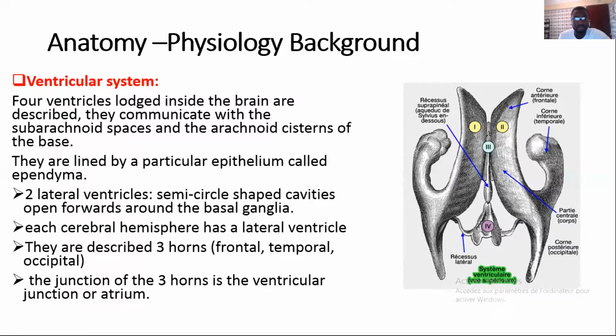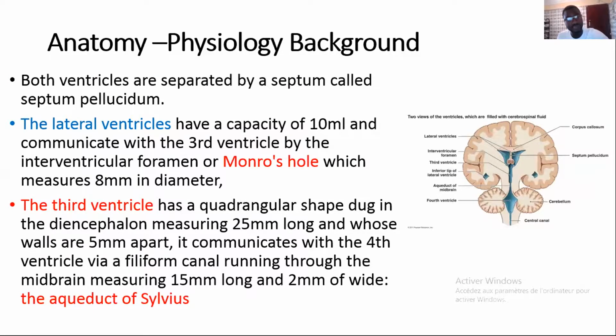They are described as having three horns: frontal horns, temporal horns, and occipital horns. The junction of the three horns is the ventricular junction or atrium. Both ventricles are separated by a septum called the septum pellucidum. The lateral ventricles have a capacity of 10 milliliters and communicate with the third ventricle by the Monro foramen, the interventricular foramen, which measures 8 millimeters in diameter.